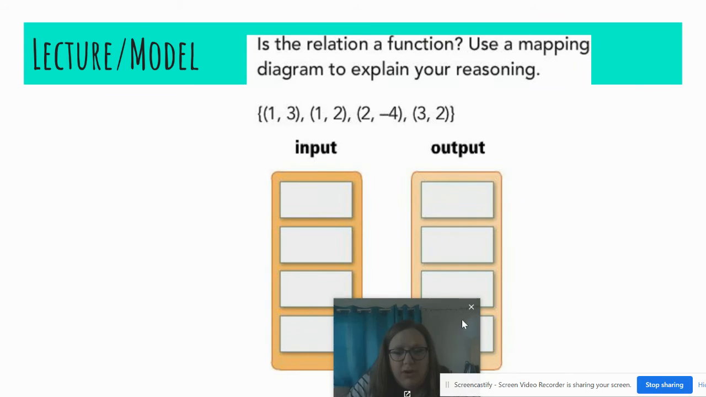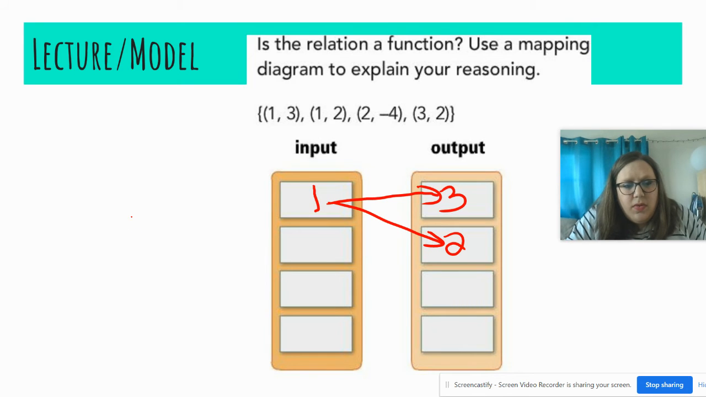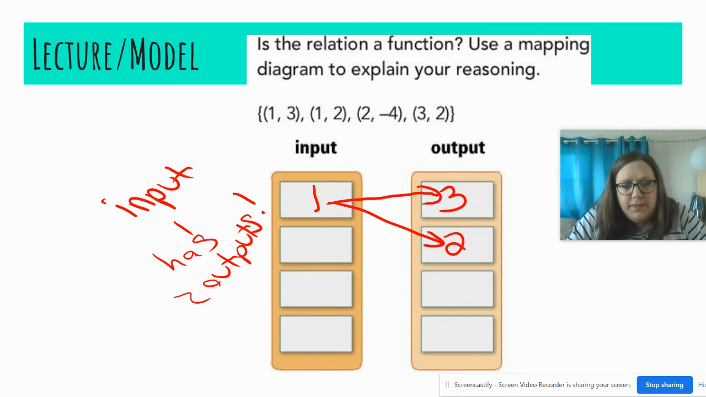All right, is the relation a function? Let's use a mapping diagram. I have 1, 3. I have 1, oh, already not a function because input 1 has two outputs. So I can already see that that's not a function because input 1 has two outputs, so it is not a function. Each input can only have one output, and this is not the case here.